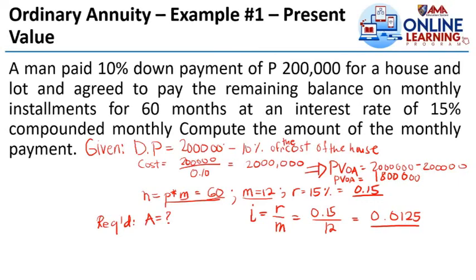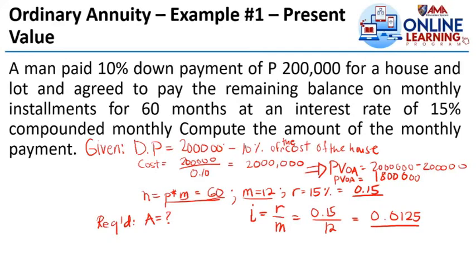Okay? So, there's no need for you to compute it or multiply it by M, which is 12. Kumbaga, every month naman siya, and then in terms of months na siya, so there's no need for you to multiply it by P times M. So, 60 na kaagad yung N. Then, ang M natin, which is the period, conversion period, is 12 kasi nga, compounded monthly. Then, ang R natin is 15%, which is 0.15.